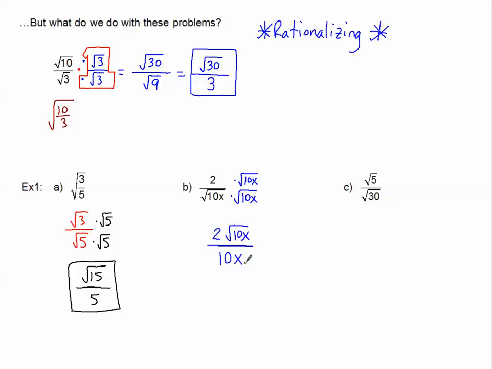But now look at this. We have some stuff on the outside, and 2/10 can reduce. So I can reduce each part. The 2 will reduce to a 1, and the 10 will reduce to a 5. So I'll have 1 square root of 10x divided by 5x. Now again, remember, this is the stuff on the inside. Nothing's going to change that except other things on the inside. This is stuff on the outside. So they do not combine in any way.